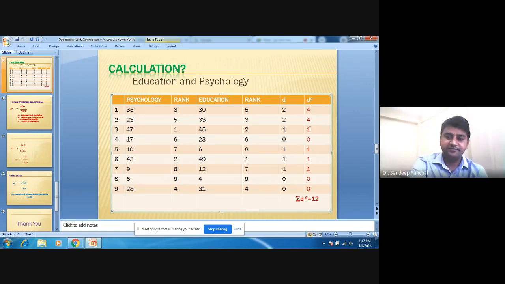After this, we will add the D square scores one by one. 4 plus 4 plus 1 plus 1 plus 1 plus 1 will be 12. So sigma D square will be 12. Okay. So we will follow the next step.